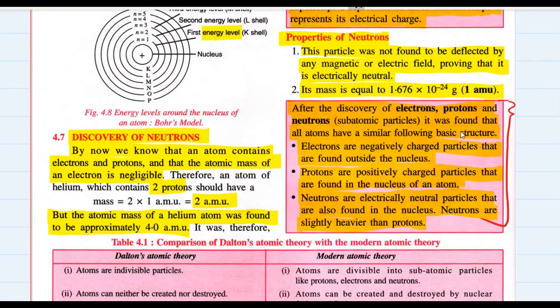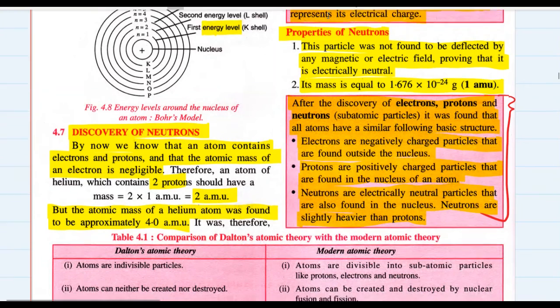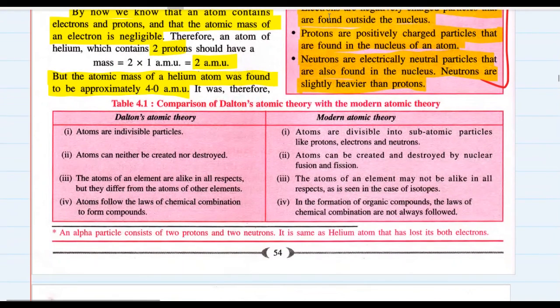So there is a comparison given between Dalton's atomic theory and modern atomic theory. I want you to pause the video and note down this comparison. They are very important. Most of the points have been discussed by us in great detail, but I want you to note it down. Since we are taking notes, we should take proper notes of whatever details are provided to us. So pause the video and note it down.